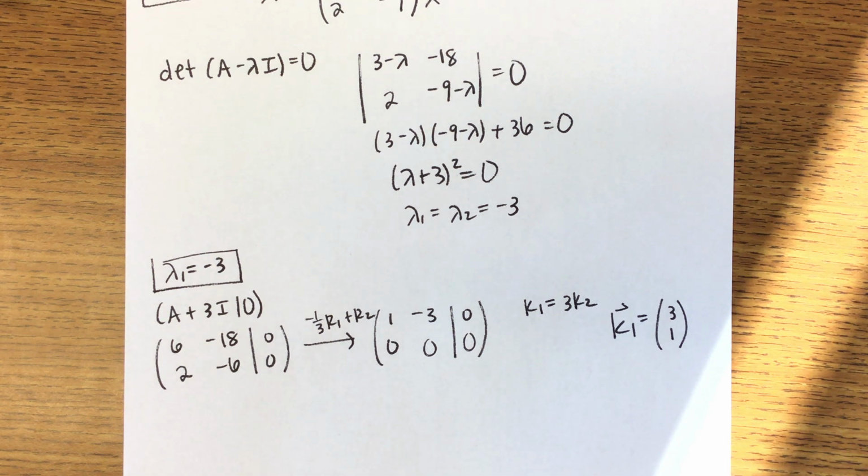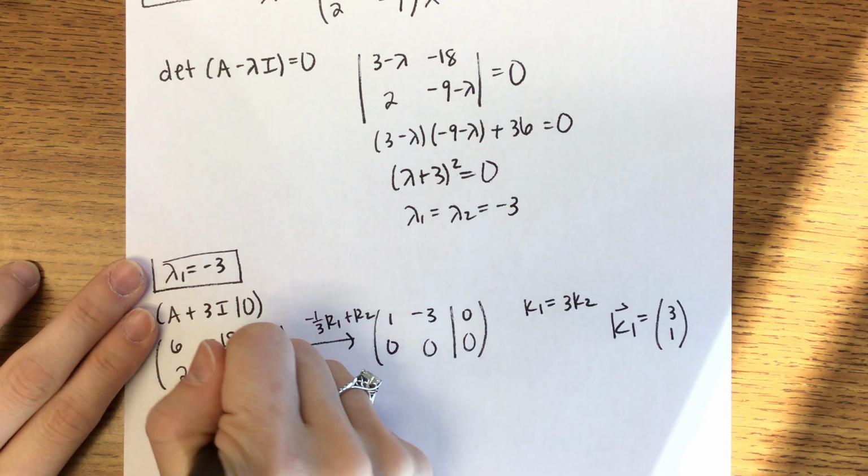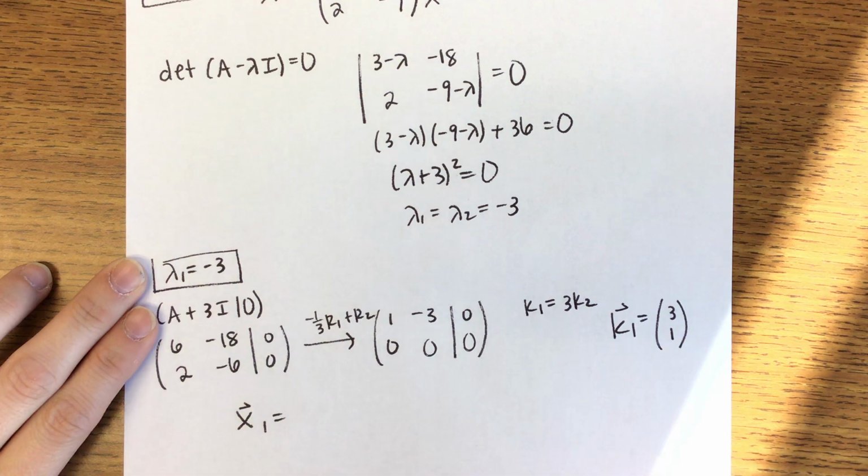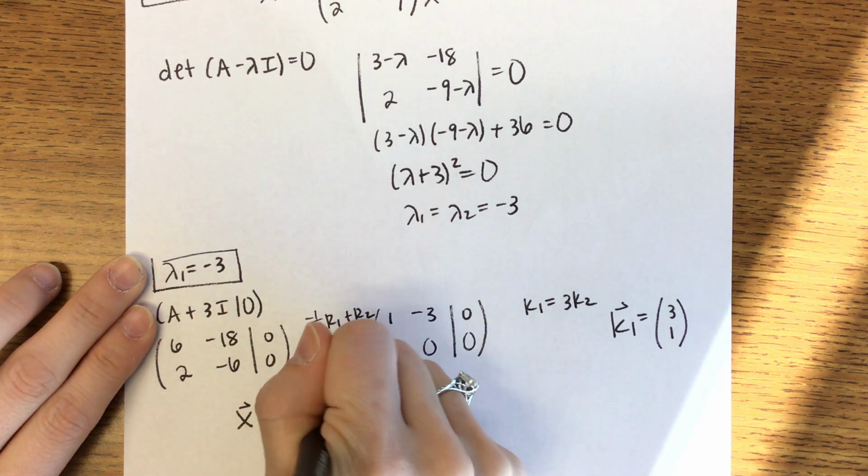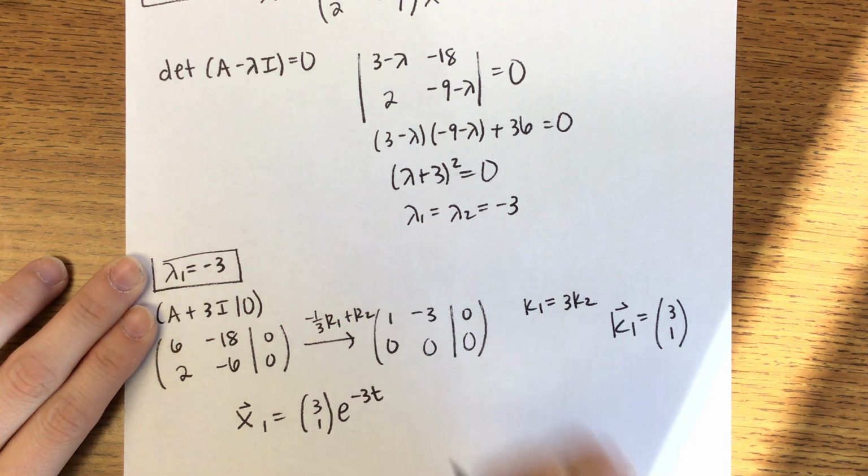Okay, a 2 by 2 matrix needs to have 2 solutions. This gives us only 1. So the solution that we get first is (3,1) e to the negative 3t.